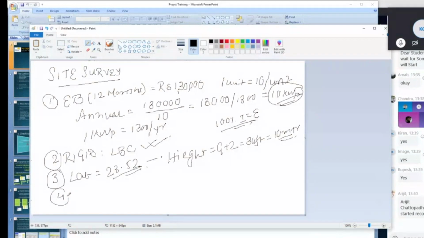Next, we have checked that the customer's house has a shadow free area enough to accommodate 10 kilowatt. So we are taking 120 square meter. The customer has a shadow free area. As per the thumb rule, we require 100 square meter. As we have 120 square meter, we are taking that it's enough. So this criteria is also okay for us.